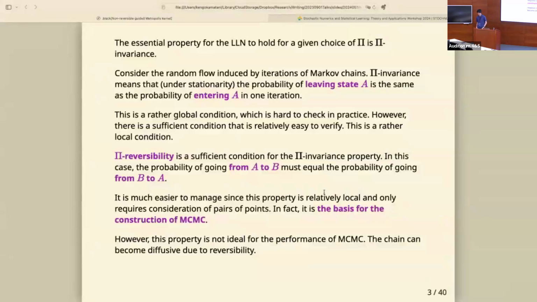However, this property is not ideal, because if one jumps from one state to another state, there's a probability of going back to the original state. Due to this fact, MCMC can sometimes be diffusive; it does not move so much. So reversibility is the basis, but at the same time it is the bottleneck for the performance of MCMC. So there is interest in non-reversible methods.